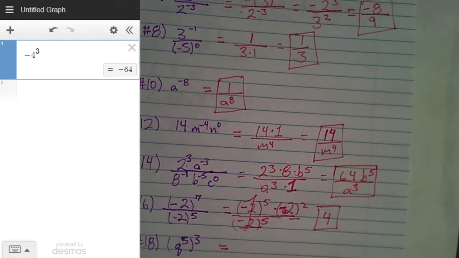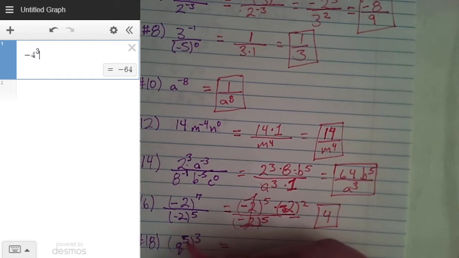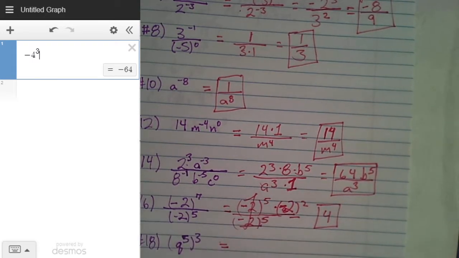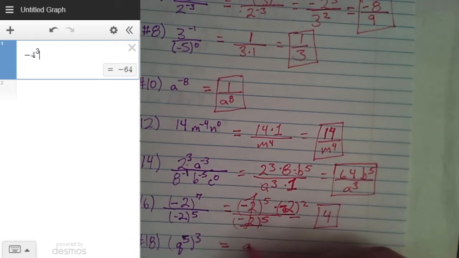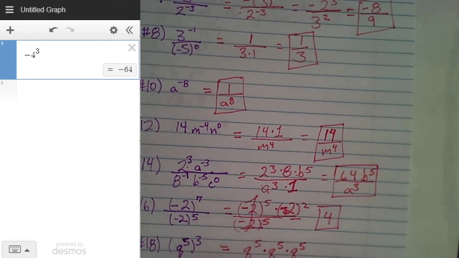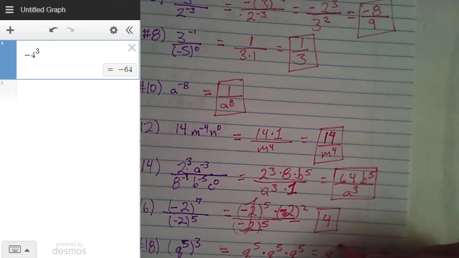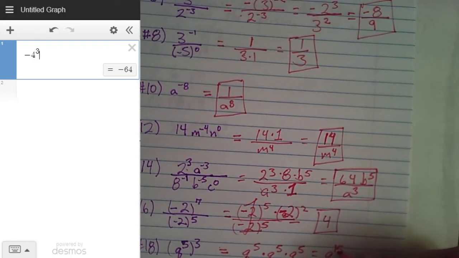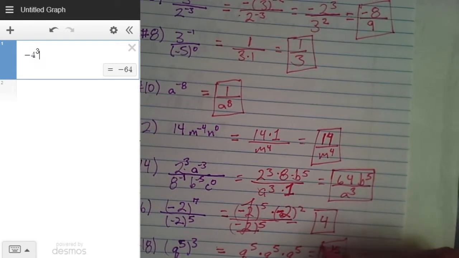Here's number 18. Here's another rule. If you'll remember that we have that rule where q to the 5th all raised to the 3rd, what we could do is multiply. But just remember, that basic definition of what an exponent is would tell us that we're multiplying what's inside those parentheses 3 times: q to the 5th times q to the 5th times q to the 5th. We'd add all 3 of those, and 5 plus 5 plus 5 is 15, and we still get q to the 15th. Box that answer.